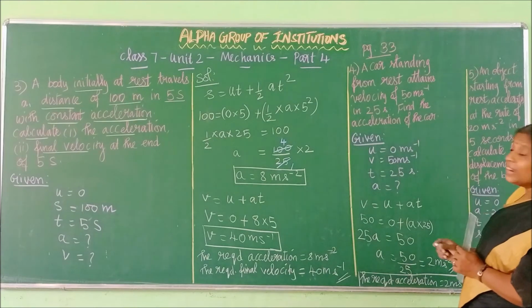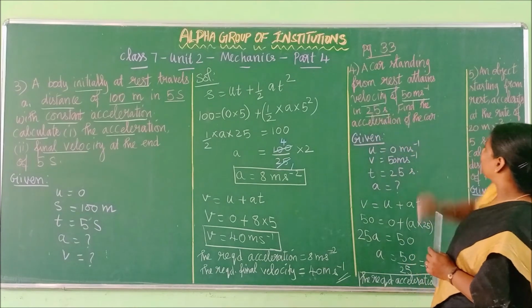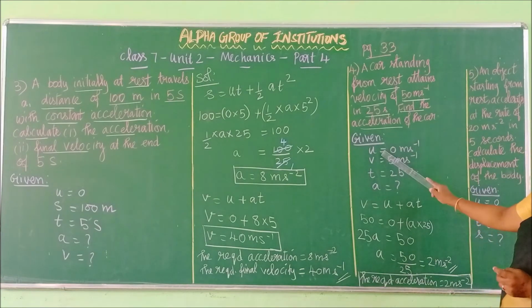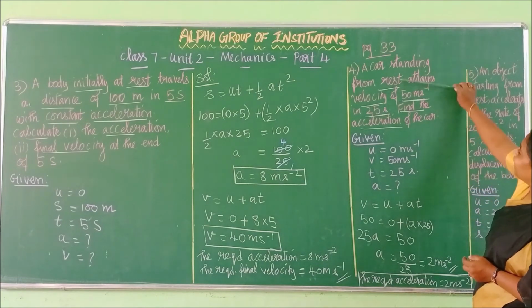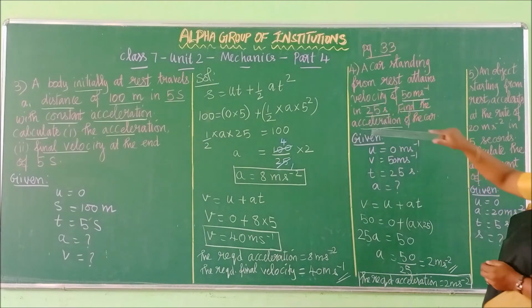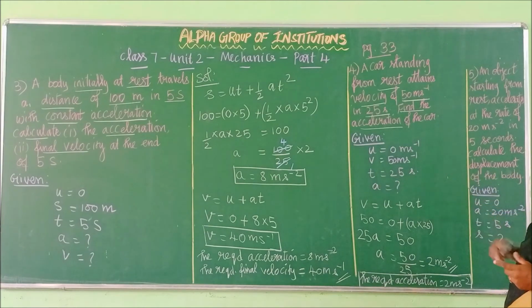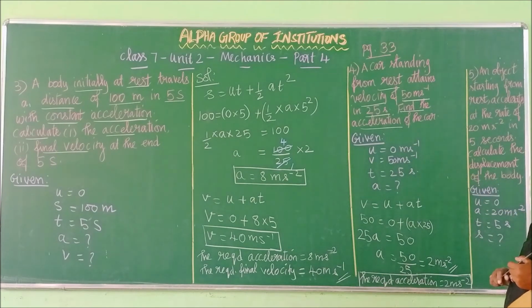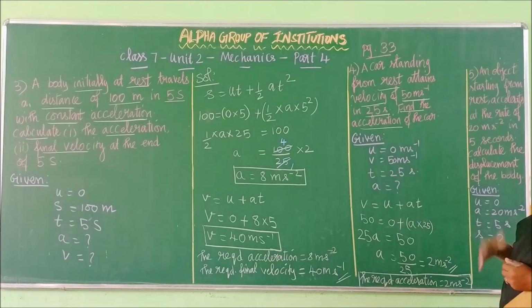Now understand, underline the terms: rest, velocity, 50 meter per second, 25 seconds, find acceleration. Now what is given? Rest means u value is 0. What is u? Initial velocity. Attains velocity means finally it is reaching, so it is 50 meter per second. T is 25 seconds. Find means question mark, acceleration. So V is there, U is there, T is given, acceleration is asked.